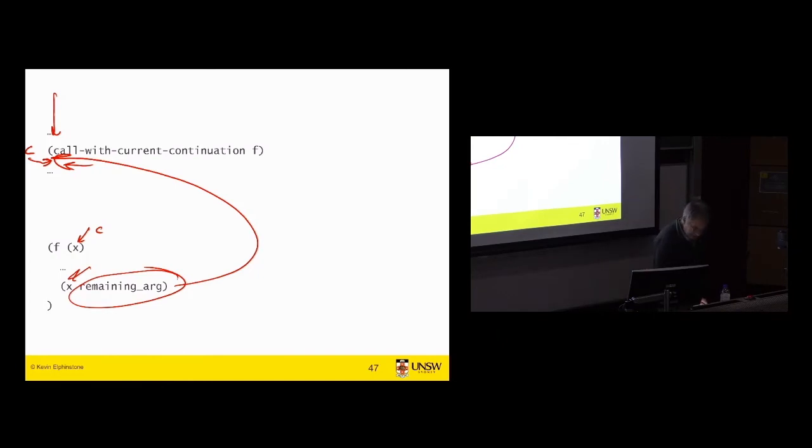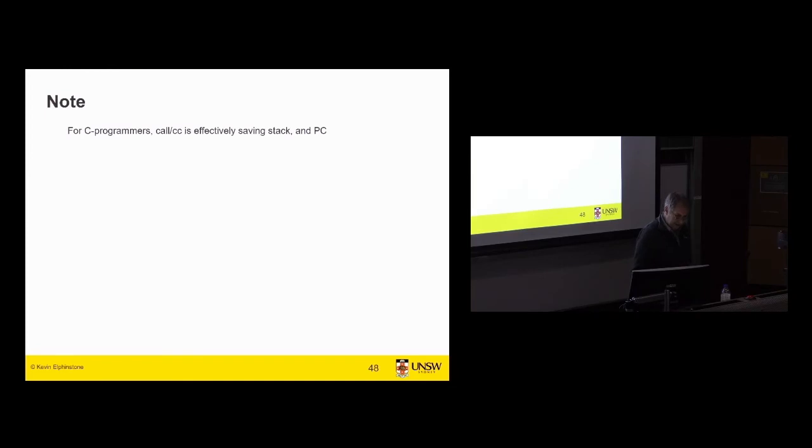So effectively, this call with current continuation will return with remaining arg, and what we've effectively implemented using call with current continuation is a return operator that allows us to warp back to the point where the function was originally called without actually having return in the language.